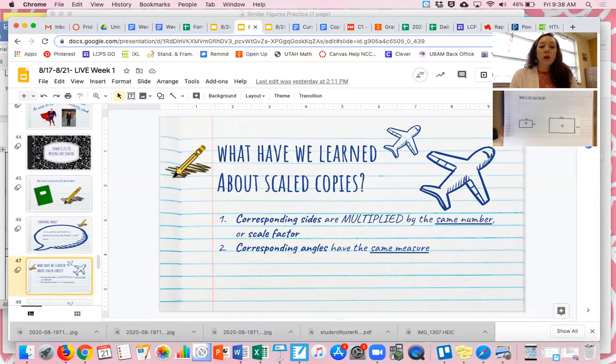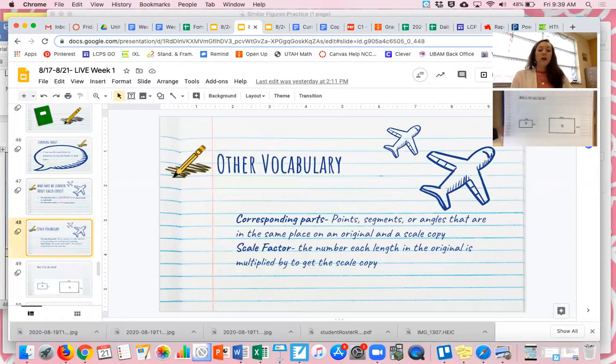We have learned about scaled copies, and we have learned two things that have to be true for scaled copies. We know that corresponding sides are multiplied by the same scale factor, and corresponding angles have the same measurement. And then other vocabulary that we've done: corresponding parts, which we know are points or segments or angles that are in the same place on the original and the copy. And then we have the scale factor, which is the number that each length is multiplied by, not added, multiplied by.